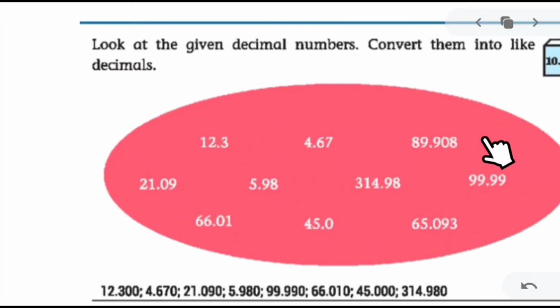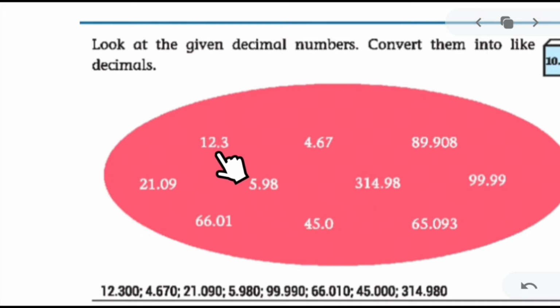Look at the given decimal numbers. Convert them into like decimals. How do we convert? You know very well, we have to add zeros. First look at all the decimal numbers and find which has the most digits in the decimal part. Here 65.093 has 3 digits in the decimal part. So we want to convert all the decimal numbers to have 3 digits in the decimal part.